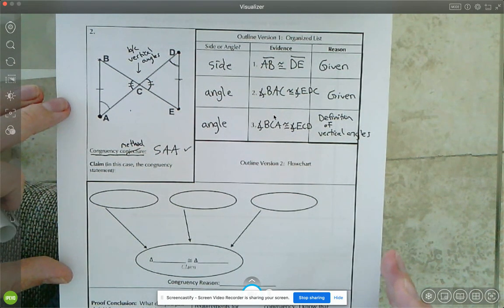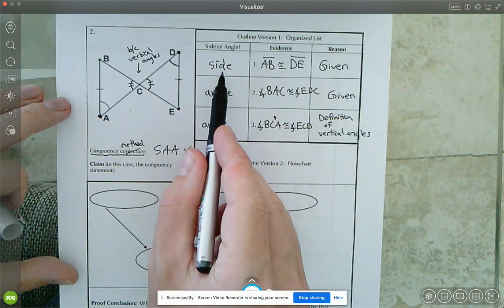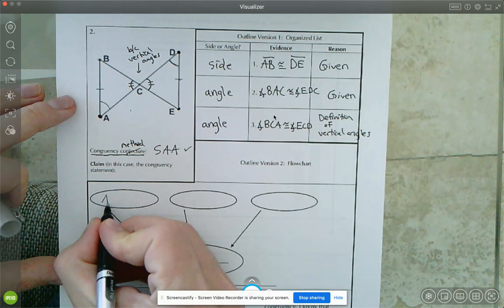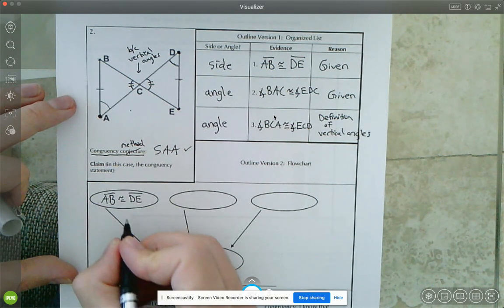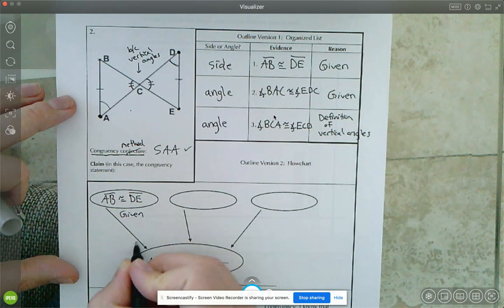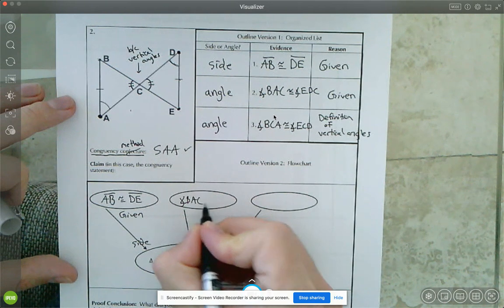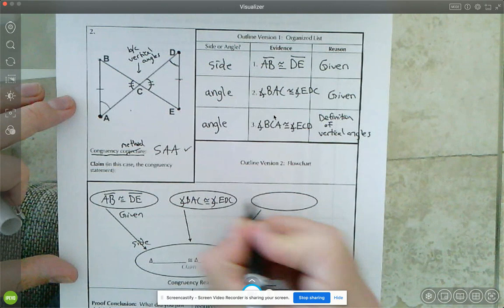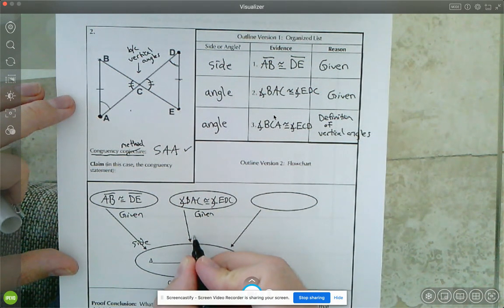Now let's see if we can go about this. Now, I'm gonna have to add a bubble here, but I'll show you that in 1 second. Let's start with our side evidence and given reason right here. Let's go with this one. So AB is congruent to DE, and that here is a given statement. That's a side. And our angle BAC is congruent to angle EDC. That was given. Okay, and this was an angle.